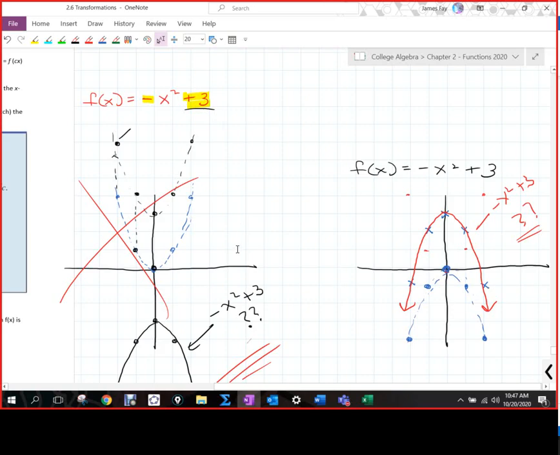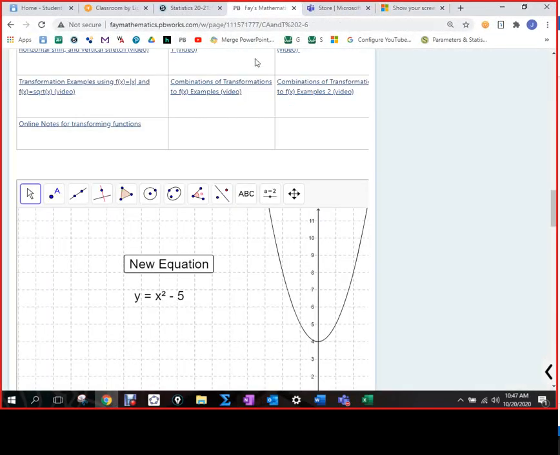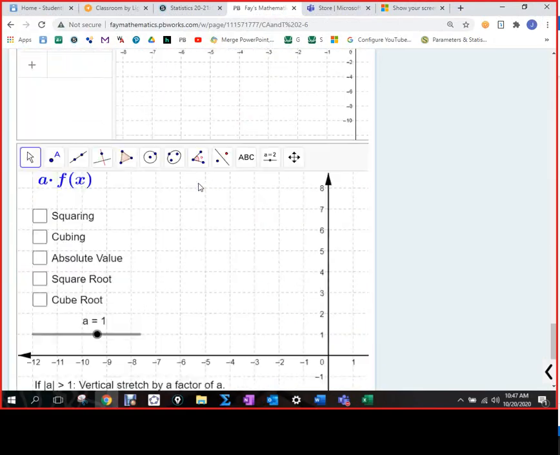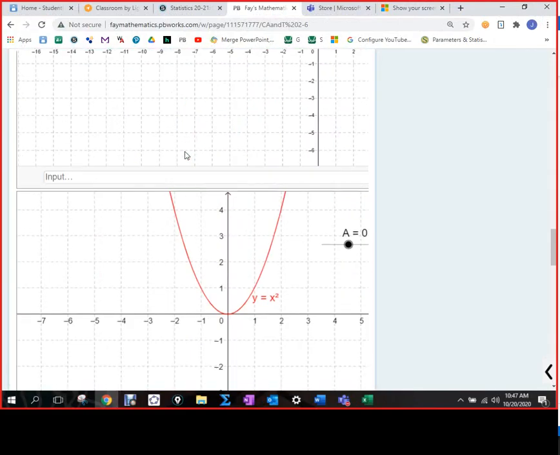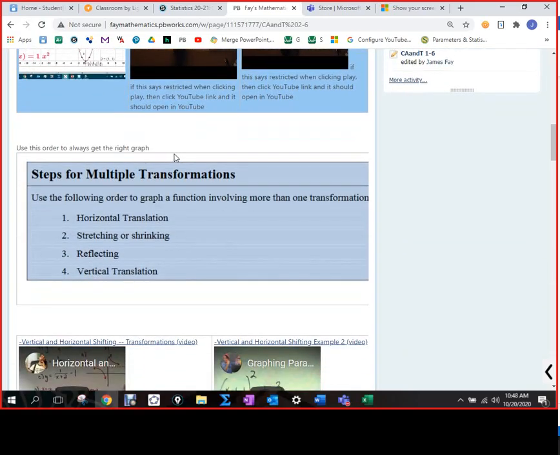So when we do transformations, there's an order that I want you guys to kind of commit to memory. And this is on my website. And I'll put this in Schoology as well. But this is under section 2.6 on my website. If you scroll, so this blue box, okay?